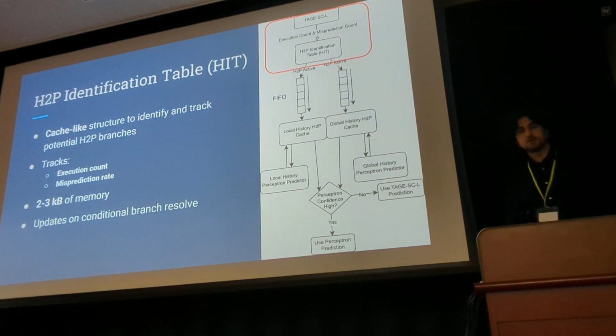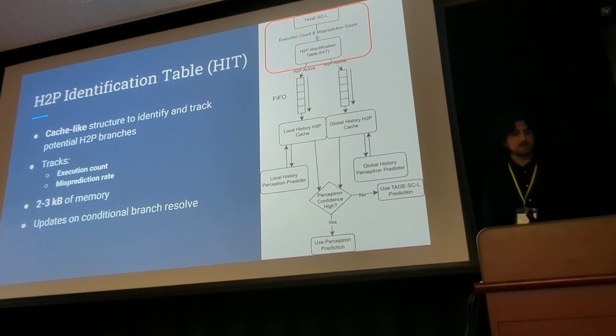So the very first thing to do is to identify what the hard to predict branches are. We use a cache-like structure here. First we start with just Tage SCL making the predictions, and we keep track of the execution count and the misprediction count of each branch that Tage solves. We update the table on conditional branch resolve, and of course keeping track of these hard to predict branches is not part of the prediction critical path.